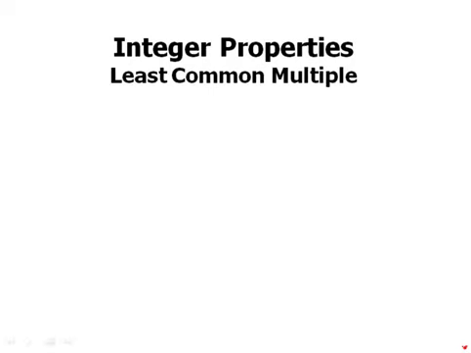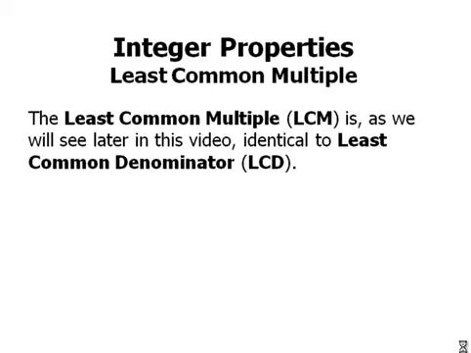The least common multiple. In this video, it's going to be important to understand everything from the last video on the greatest common factor. So if you haven't seen the previous video, I highly suggest that you watch that before watching this video. The least common multiple is, as we will see later in this video, identical to the least common denominator. LCM, LCD. I'll be using those two abbreviations, really two different abbreviations for exactly the same thing.